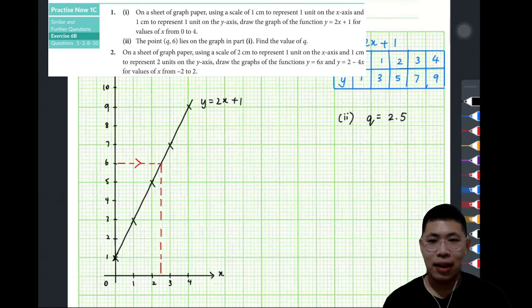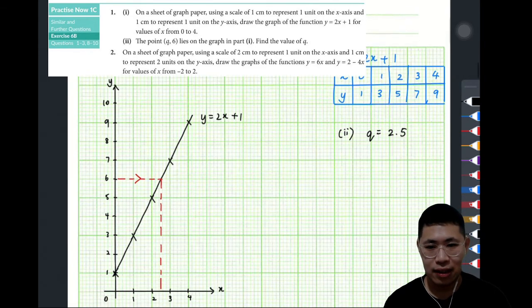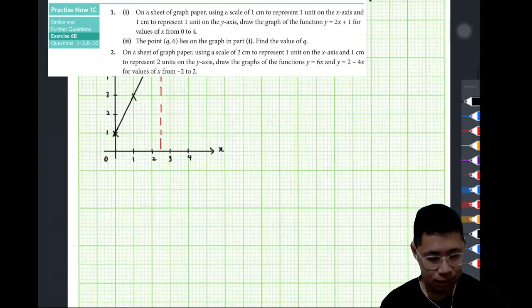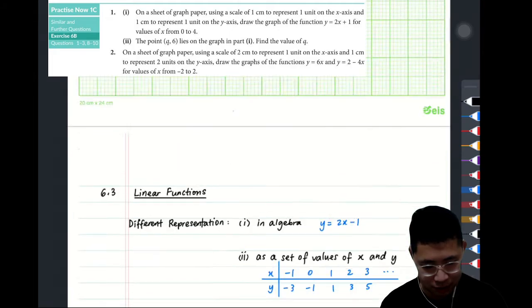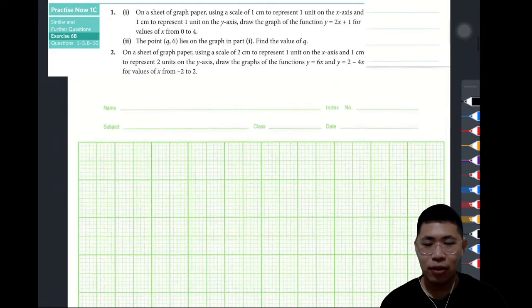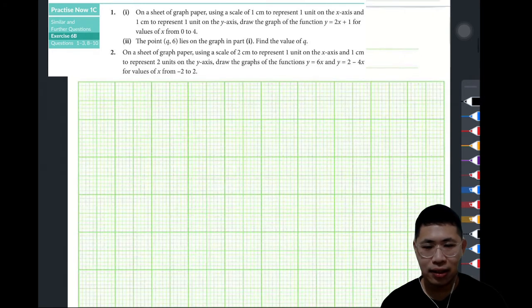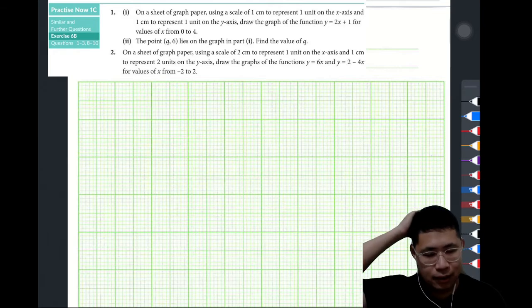So we are done with the first graph. Check the SLAP and see that all the elements are there. Second graph. Come, let's do our second graph. Now we're going to look at question 2. Now on a sheet of graph paper again, using a scale of 2, so the scale we'll deal with later. I'm going to look at the values first.